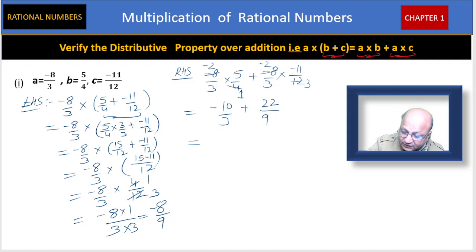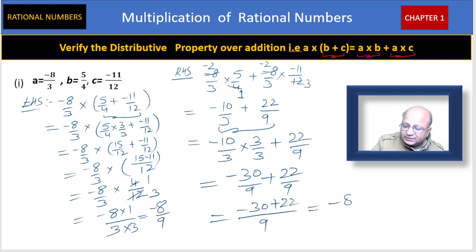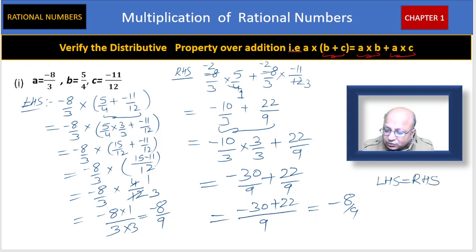So the LCM of 3 and 9 is 9. So multiply the numerator, minus 10 upon 3 multiply by 3 divide by 3 plus 22 upon 9 is equal to minus 30 upon 9 plus 22 upon 9 is equal to, 9 will be the denominator, minus 30 plus 22 is equal to minus 8 upon 9. So LHS is equal to RHS. So distributive property over addition is proved.